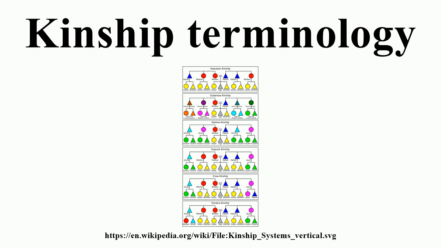Hawaiian kinship, the most classificatory, only distinguishes between sex and generation. Thus, siblings and cousins are not distinguished. Sudanese kinship, the most descriptive: no two types of relatives share the same term. Siblings are distinguished from cousins, and different terms are used for each type of cousin.